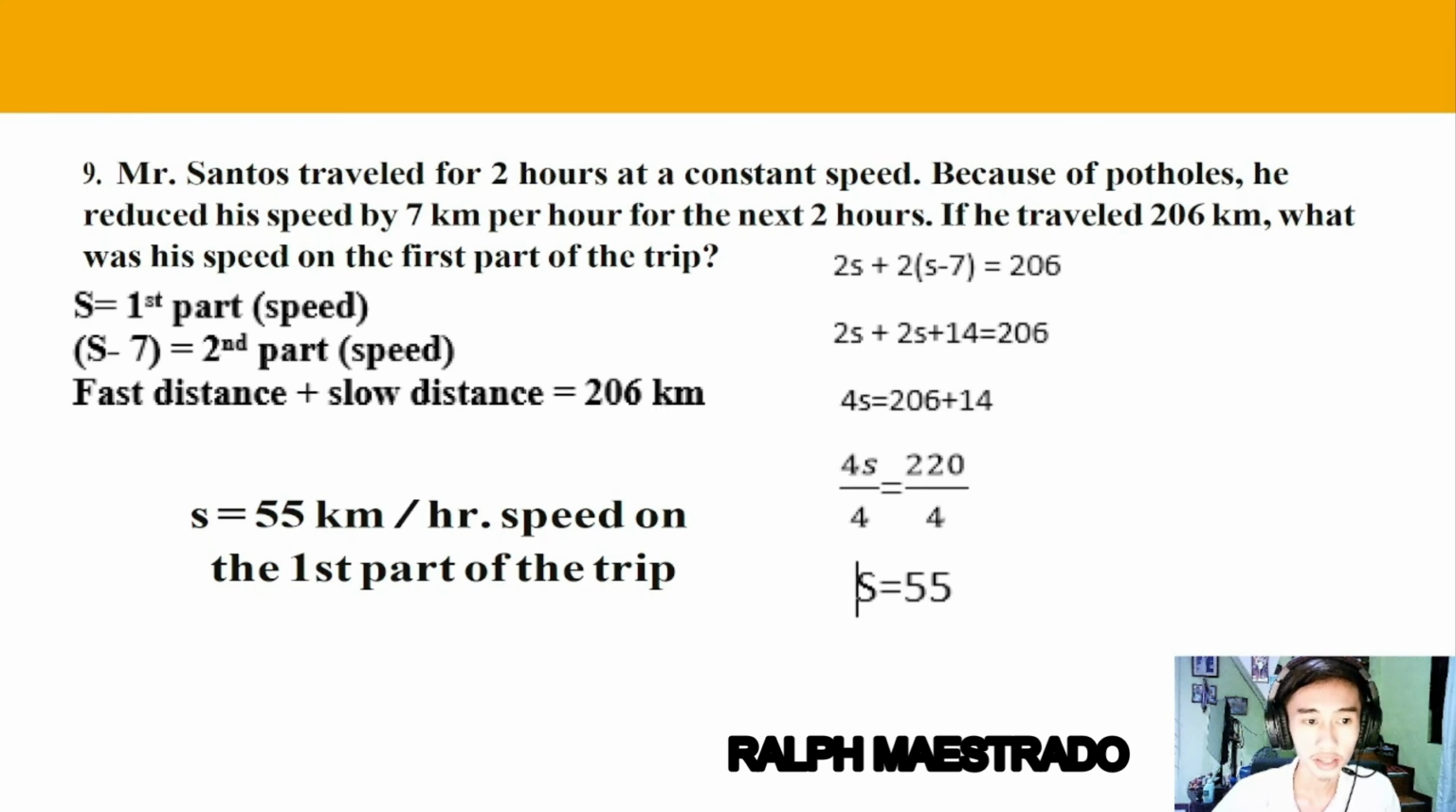We're going to add the first part of the trip, which is 2s, plus 2 times the quantity s minus 7, equal to 206, and then simplify in order to get the value of his speed, which is 55. Therefore, 55 kilometers per hour is his speed on the first part of the trip.